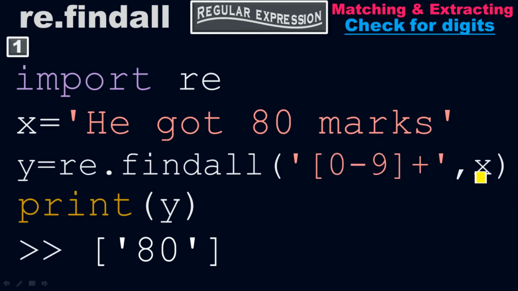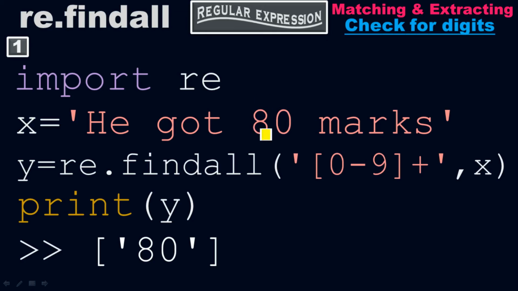And then comma X. What is X? X is this whole expression. This whole expression has been named with the variable X. So whenever I want to access this information, I'm going to call X only. So rather than putting all this stuff here, you simply put X, comma X. And then take the print of Y. So when you take the print of Y, you will get 80.